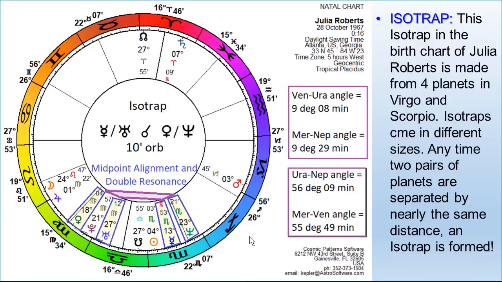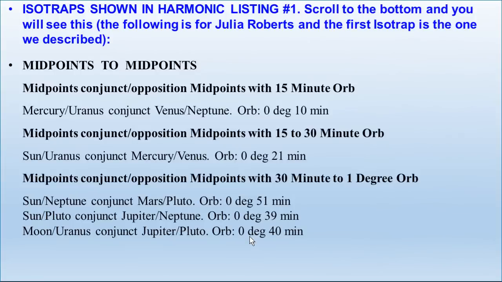Okay, but Julia Roberts definitely has this isotrap. 10-minute orb for the midpoint to midpoint. I think every vibrational astrologer agrees that's there. There's no doubt about it. That much we know. And it does make a lot of sense for her, for what she does. And she's got that charisma, which when you pull Neptune into these things, it typically does, to succeed as a great actress. Okay.